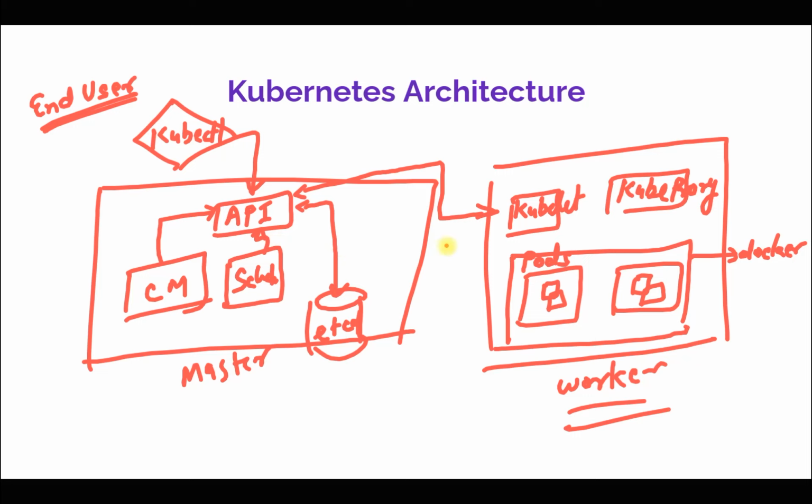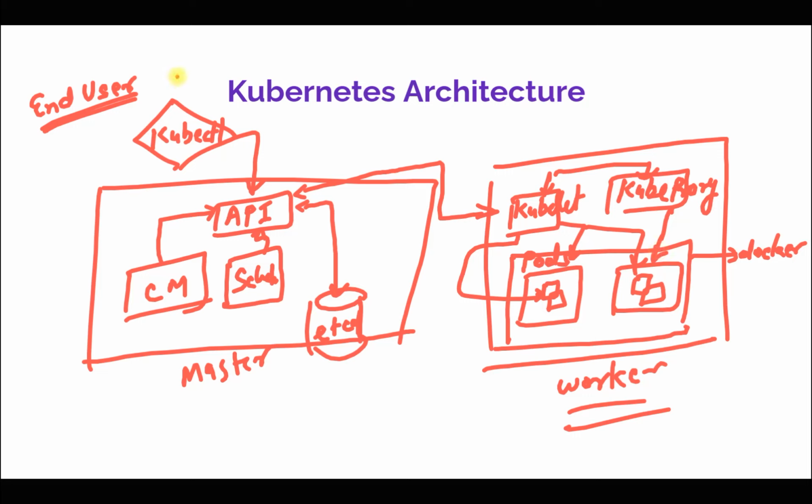And how is the connectivity inside this worker node? The kubelet can communicate directly to the containers, or it can communicate to these pods as well. And we have kube proxy, which will communicate with this kubelet, and also it will communicate with these pods. So what exactly does this kube proxy do? Now let's understand each component, what exactly it does.